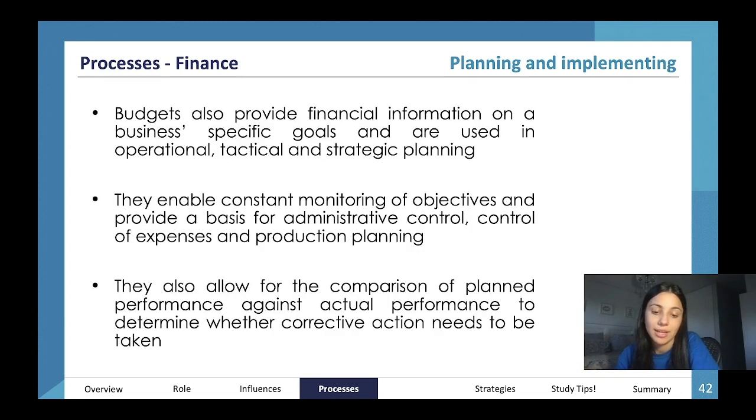Budgets also provide financial information on a business's specific goals and are used in operational, tactical, and strategic planning. Like we said, operational is day-to-day goals, tactical is 1 to 2 year goals, and strategic planning is 5+ year planning. They enable a constant monitoring of objectives and provide a basis for administrative control of expenses and production planning. They also allow for the comparison of planned performance against actual performance to determine whether corrective action needs to be taken.